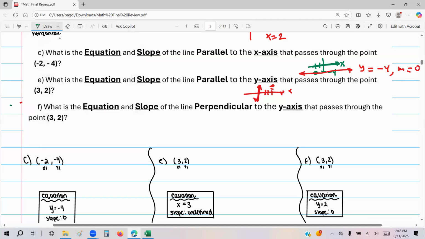So what type of line is parallel to the y-axis? A vertical line or a horizontal line? A vertical line. So you draw a vertical line through that point. What's the equation of this vertical line? X equals 3. And what will be the slope? Really? What's the slope of any vertical line? Undefined.